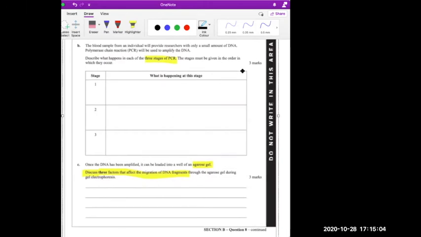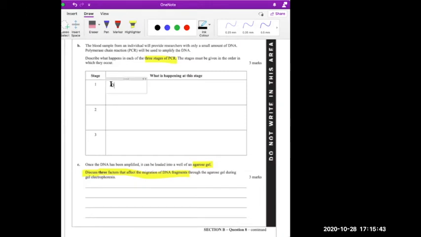Blood sample from the individual will provide researchers with only a small amount of DNA, so they're going to use PCR to amplify it. Okay, so the 3 stages of PCR. So whenever we talk about genetic manipulation techniques, obviously recombinant plasmids and gene cloning is a big one. Then it's PCR, then it's electrophoresis. As we mentioned at the start, so much of these techniques have been taken out of your study design. So those 3 are the ones that you need to know back to front. As you see, PCR is one that you need to know the stages of. So I will quickly go over them.